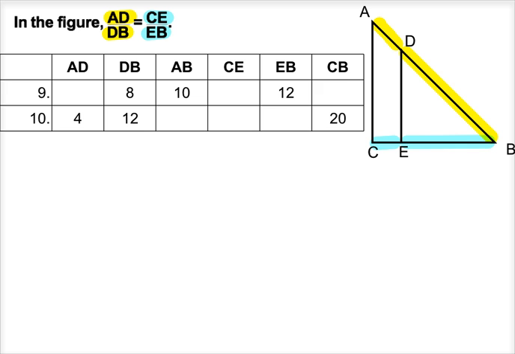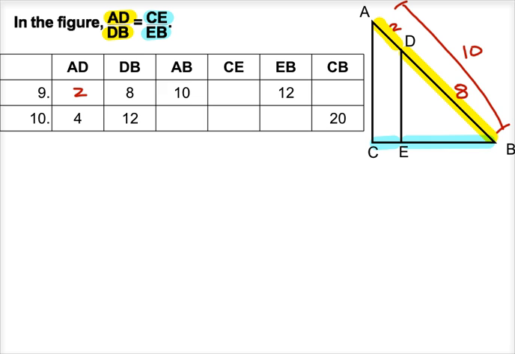For number 9, I don't know how big AD is, but I'm going to start writing the information over in the diagram. They tell me that DB is 8. They tell me that AB, the entire piece, is 10. Well, right away, if I know the entire piece is 10 and DB is 8, I know that AD, the smaller piece, is going to have to be 2. So I'm going to fill that in my chart right away.